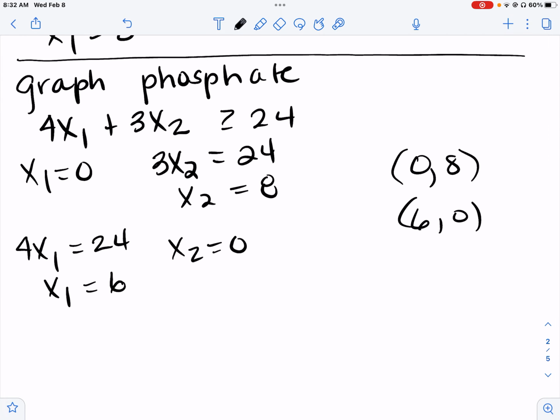Do the same thing for phosphate. When you let X1 equal 0, you get 3X2 equals 24. Divide, X2 equals 8. So 0, 8. Now plug in 0 for X2. You get 4X1 equals 24. Divide, you get X1 equals 6. So 6, 0 is our other point.